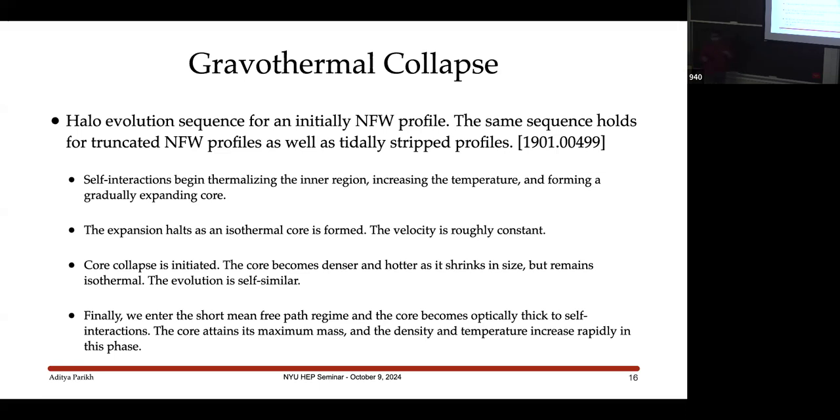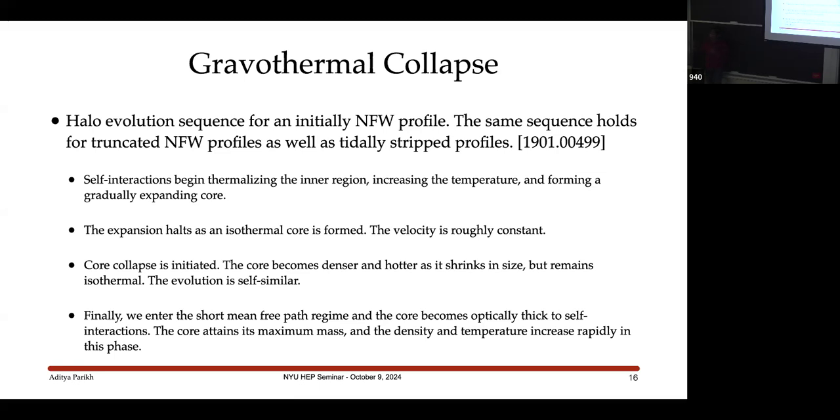Initially the inner regions tend to be the densest, and therefore self-interactions are efficient within these inner regions. That allows you to start thermalizing and increasing the temperature, and that starts what's called a core expansion phase. Then at some point you form an isothermal core and this expansion halts and then basically reverses. At this point it's a runaway process through core collapse, and it basically starts becoming denser and denser. As it contracts, it gets hotter. But it's a self-similar evolution.